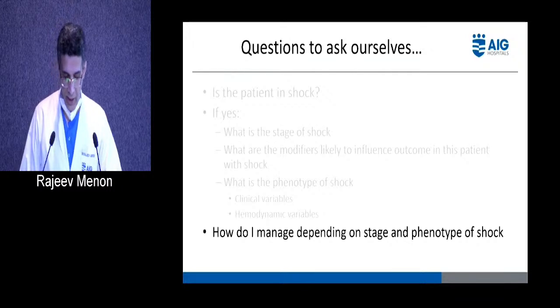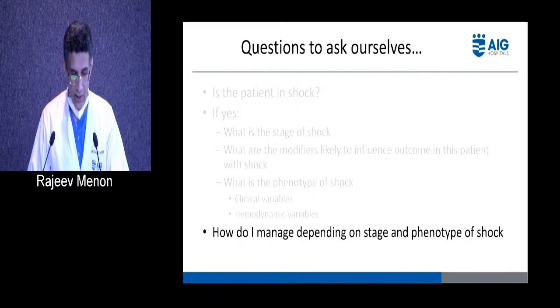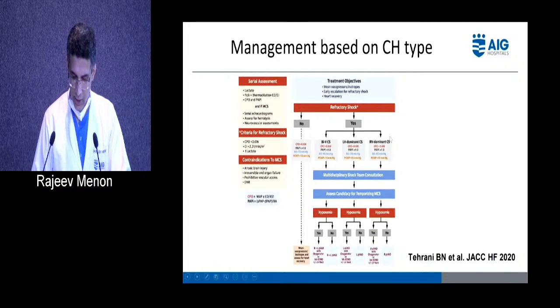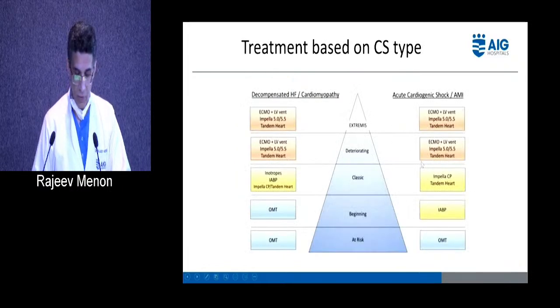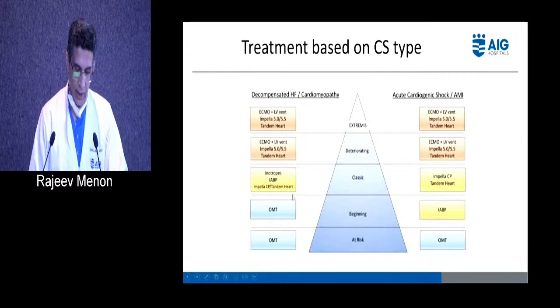So how do we finally manage, after all this discussion, where is the need? Why we need all these classifications? Because the management changes. So this is in one chart just describing how you escalate the therapy. If you look at heart failure versus acute MI shock, in acute MI shock, your threshold for putting in a temporary mechanical circulatory device is much less. So even at the beginning of shock, you might put an IABP, versus in a patient with heart failure, you might still want to decongest, give inotropes, and then move upwards. And once they reach classic shock, then start with IABP.